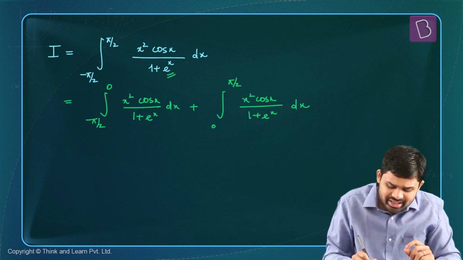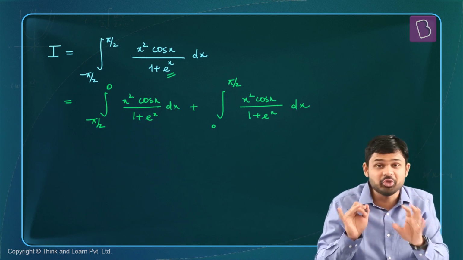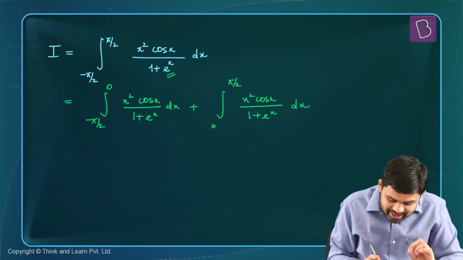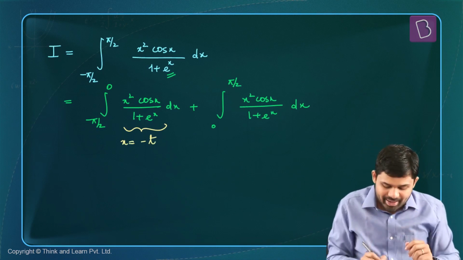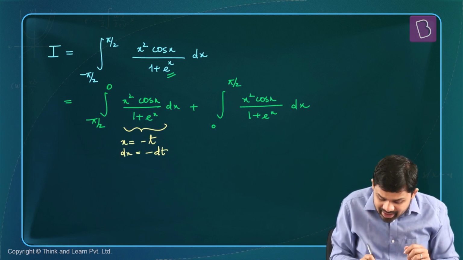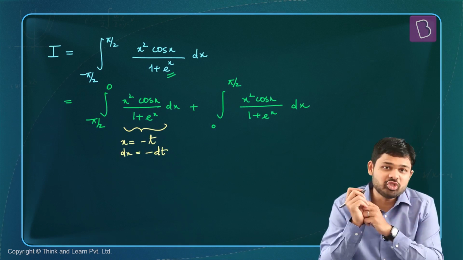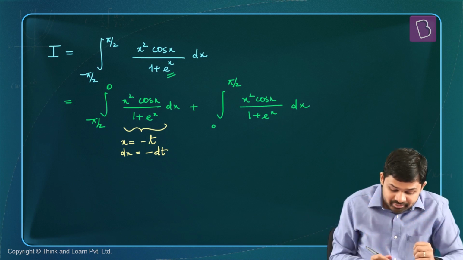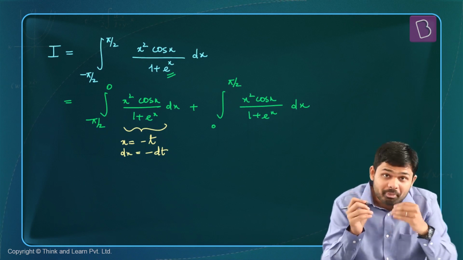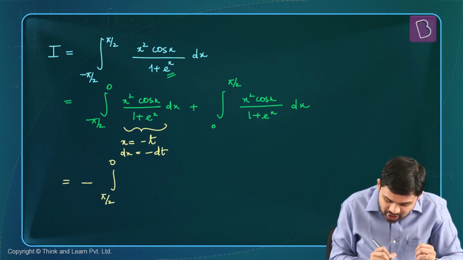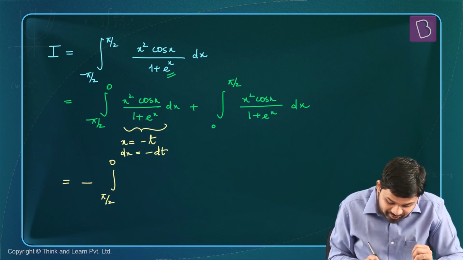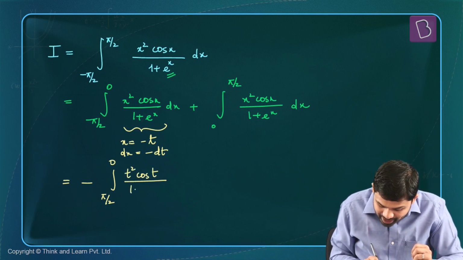So what I'm going to do is a trick which will not come naturally to you, but this is the trick that you will have to use. In this particular integral, let's put x equal to minus t. Then what happens? Your dx will be minus dt, and your limits are going to change from minus pi by 2 to 0 to pi by 2 to 0. So you'll have negative of integral from pi by 2 to 0 of t square, cos of minus t is cos t, divided by 1 plus e power minus t dt.